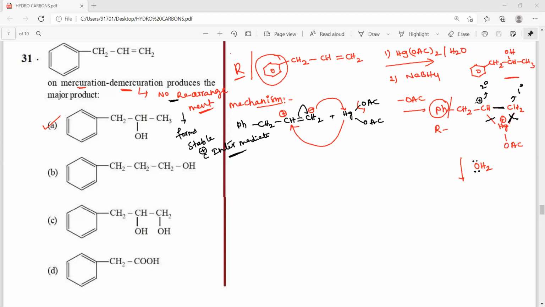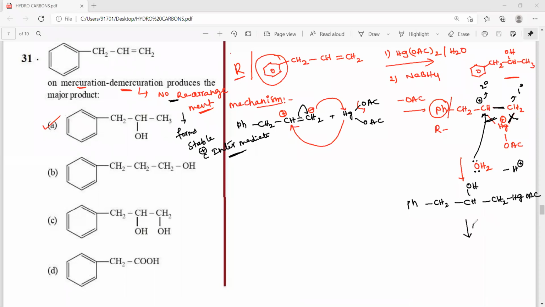This water molecule will attack here. Then if this bond is breaking and produces a secondary carbocation, at the secondary carbocation the OH group will attack, with loss of H plus, and forms CH2, CHOH bond CH2, Hg, OAc.